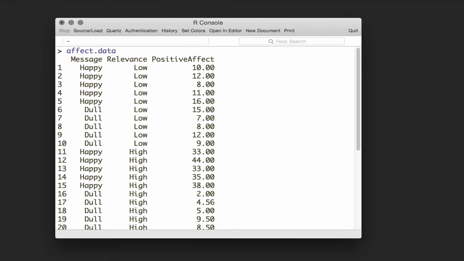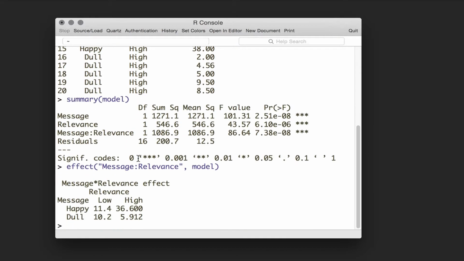So the fictitious study that we ran, we're looking at people's levels of positive affect, and we hypothesized that giving someone a happy message would make them happier than giving them a dull message, but that this effect would be largest when the relevance was high. So we were hypothesizing an interaction, and indeed if we look at the analysis we ran last time, the message times relevance interaction was significant.